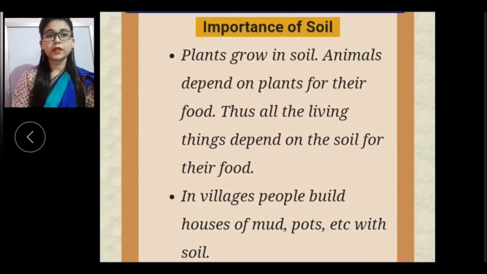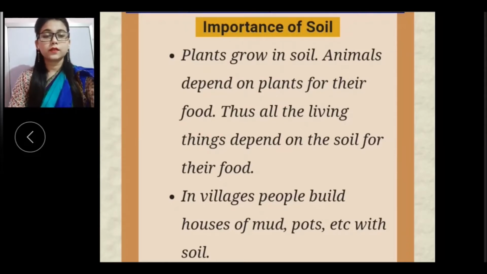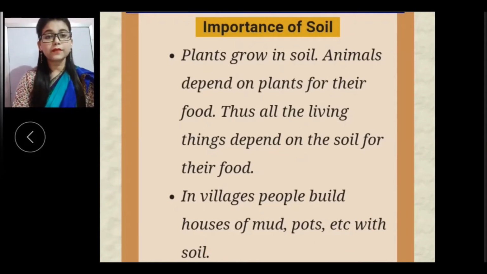First topic is importance of soil. Plants grow in soil. Animals depend on plants for their food, which we have just discussed. Thus, all living things depend on the soil for their food. In villages, people build houses, pots, etc. with soil. In the previous chapter also we have seen how with soil they make pots, bricks and cement. That is why it is very important for village people also.